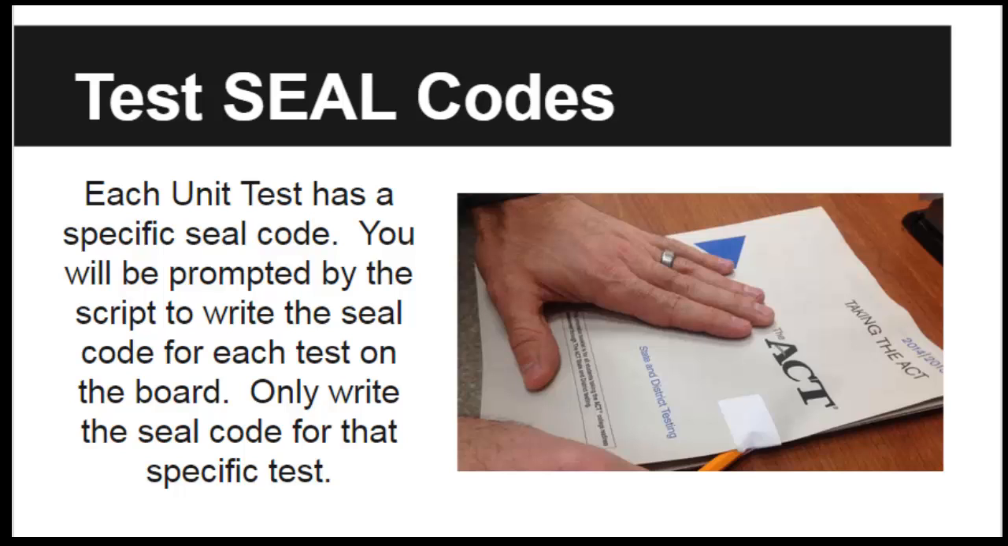The first unit is literary analysis. The second unit is research simulation. And the third unit is narrative writing. We should be taking them in that order. They are timed differently, so be sure that you're putting the correct seal code on the board for the correct test.